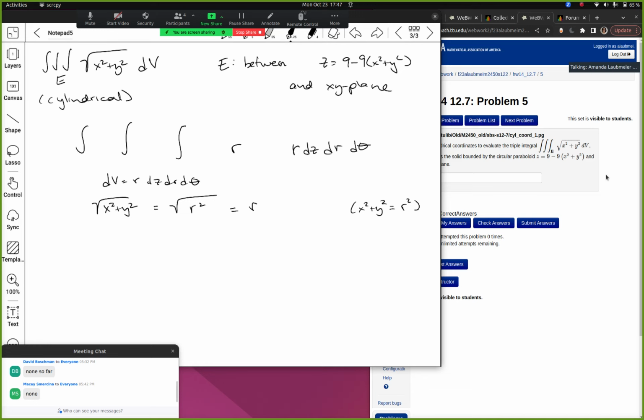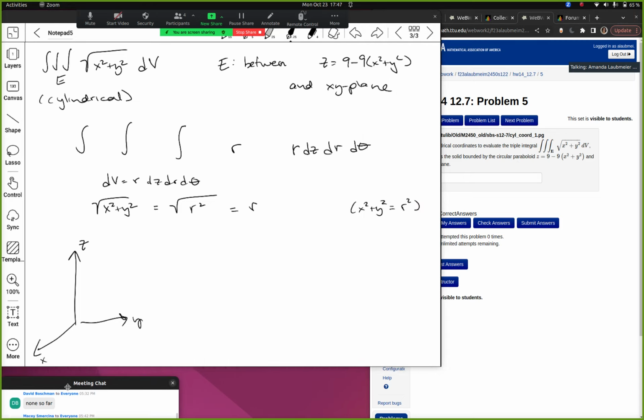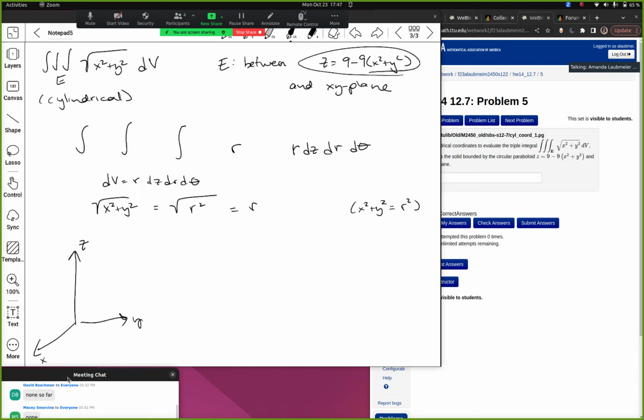So I'm going to go ahead and sketch this shape for us. They tell us this is a circular paraboloid, which isn't super helpful to me personally. Instead, I can think about, I'm trying to draw this shape, z equals 9 minus 9 times x squared minus y squared. So when x and y are 0 at the origin, I'm going to get z is 9 minus 9 times 0. So I know that my shape has to start up here at 9, if nothing else.